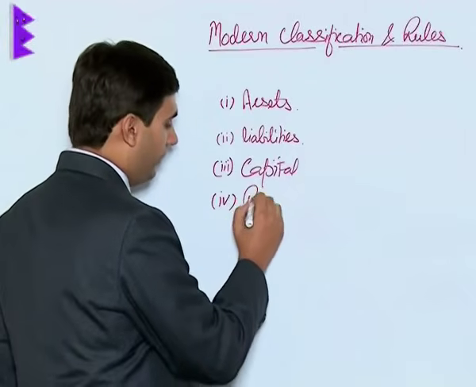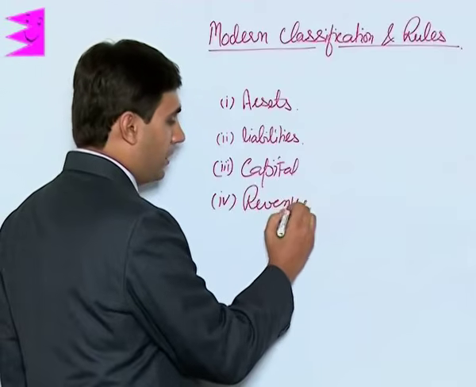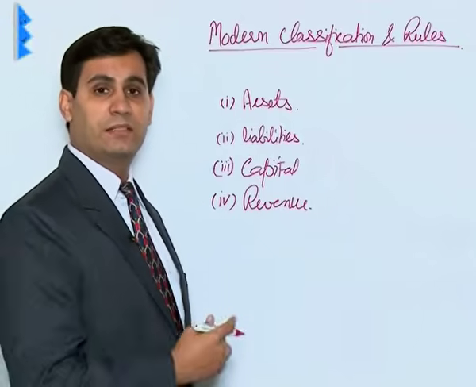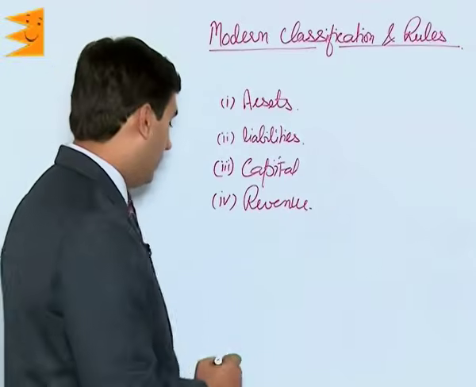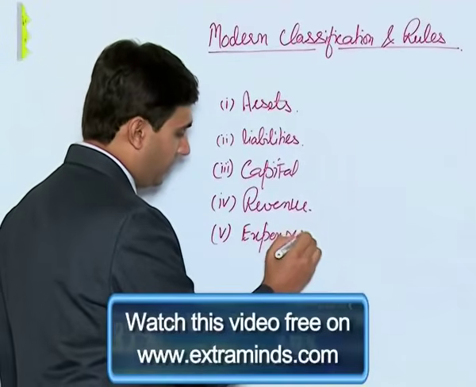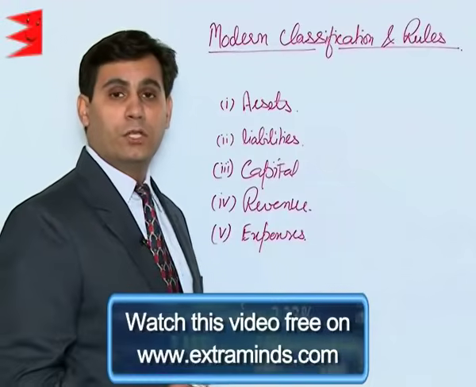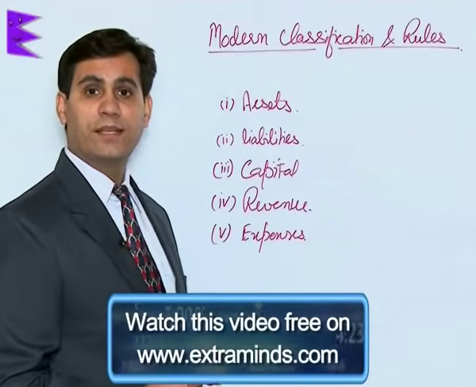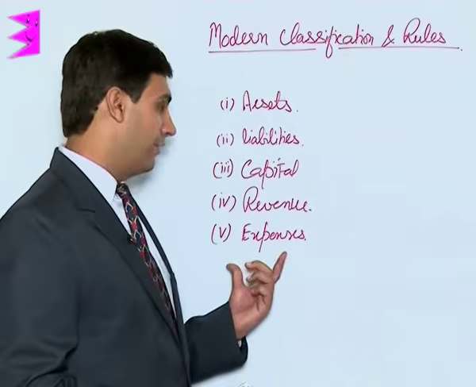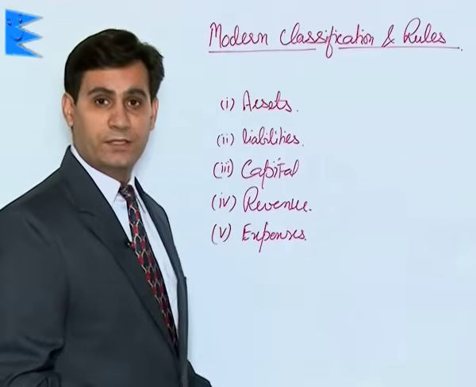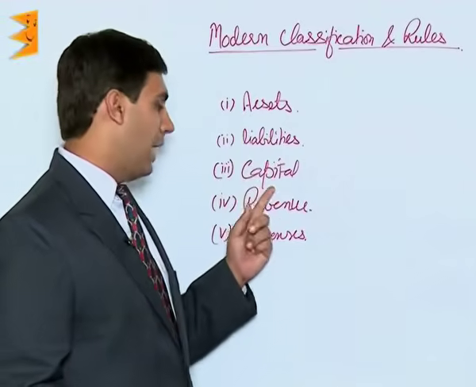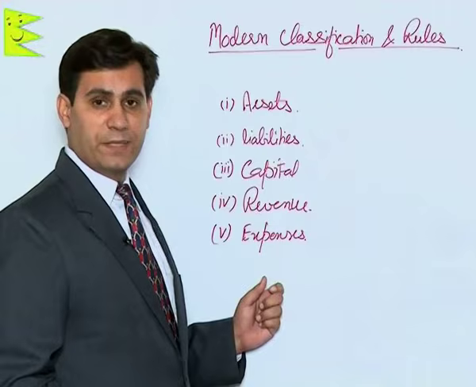Next one being revenue. Accounts which relate to generation of income like sales, etc., are classified under this category. Then we have the last one, being expenses. The amount that a business spends to earn revenue is called expenses. They are like salaries paid, interest paid, rent paid. They are all covered under the category of expenses. So now these are 5 broad categories: assets, liabilities, capital, revenue and expenses.